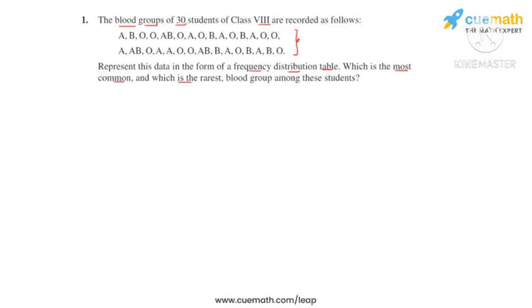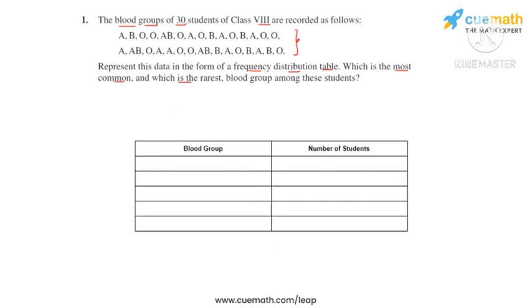So we will be drawing a tabular column first and list out the various types of blood groups that we see here. So we have blood group A, we have blood group B, we have blood group AB, and we have blood group O. So we will be first finding the number of students who have got the blood group A. So the students with blood group A have been highlighted, and then there are 9 students that we can see.